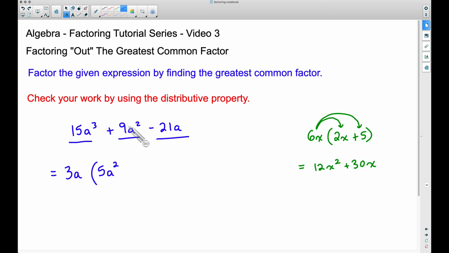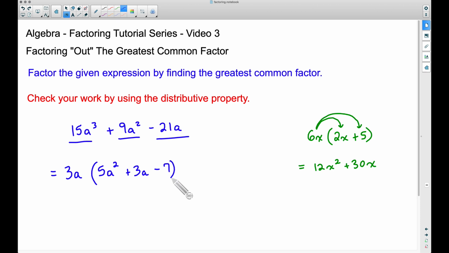Now let's move on to this next term. We want to get 9a squared when we take this 3a times something. Earlier we said 3 times 3 will give us that 9, and since it's positive, we put plus 3a. So notice right now, 3 times 3 gives us that positive 9. A to the first times a to the first is a squared when you multiply those. And then finally, this last term here, remember earlier we said 3 times negative 7 will give us negative 21.